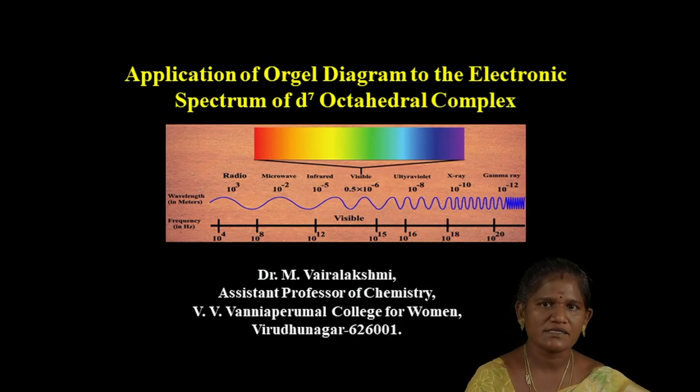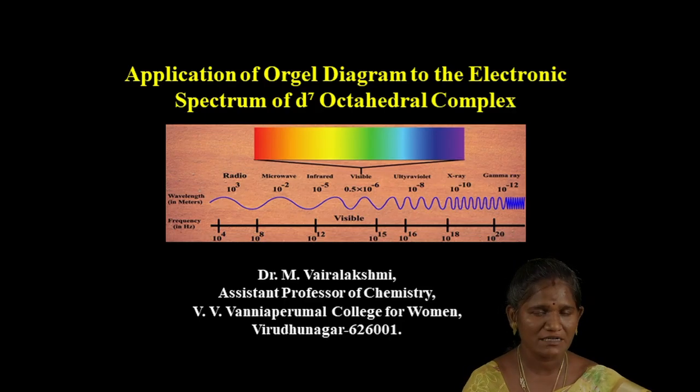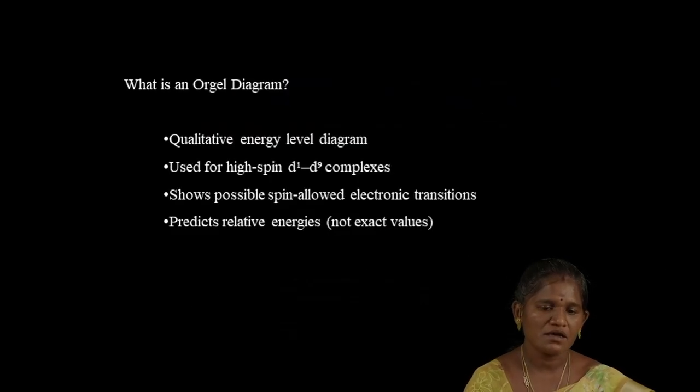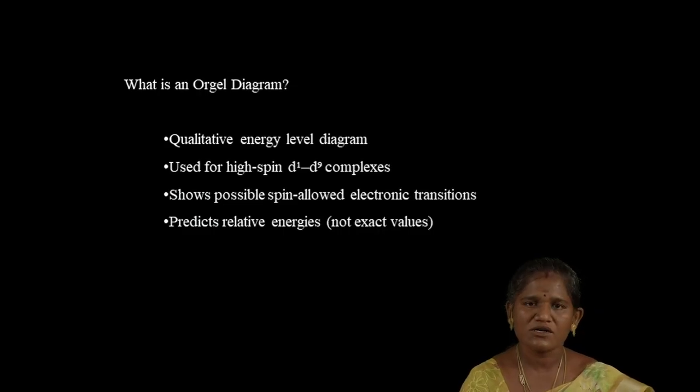Today I am going to discuss the application of the Orgel diagram to the electronic spectrum of octahedral complexes, especially for a d7 octahedral complex. Let us see. First of all, what is an Orgel diagram? It is a qualitative energy level diagram which is used to predict the electronic transitions of transition metal complexes.